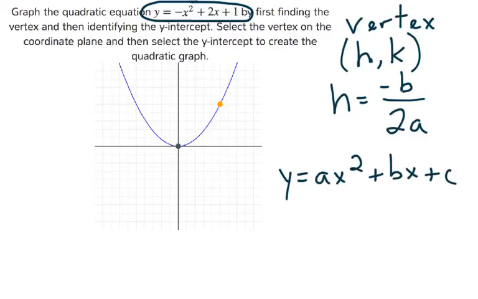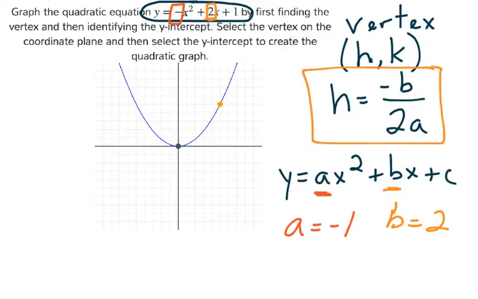So in this case, a is the number in front of the x squared, which is a negative, so it's actually negative 1. A equals negative 1 in our case. And then b is the number in front of the x. So in this case, it's the 2 right there. B equals 2. Let's plug those into our equation and see what we get.